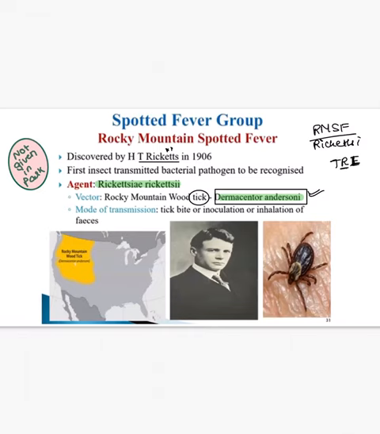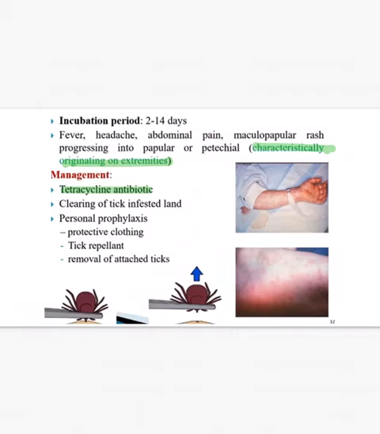So this can be the tick vector name, guys, and it can be tested. This is basically the tick that you see in the photo. The incubation period and so on are not important. The important thing about Rocky Mountain spotted fever is that the rash appears on the extremities.